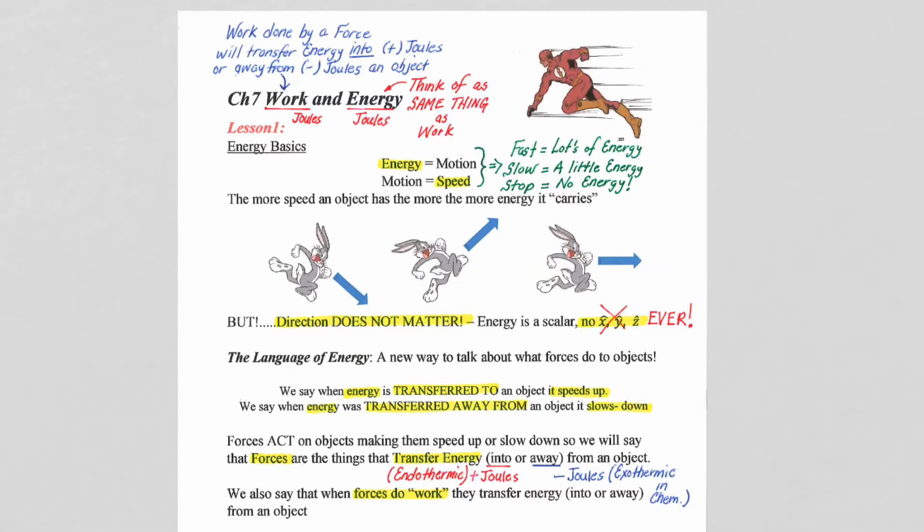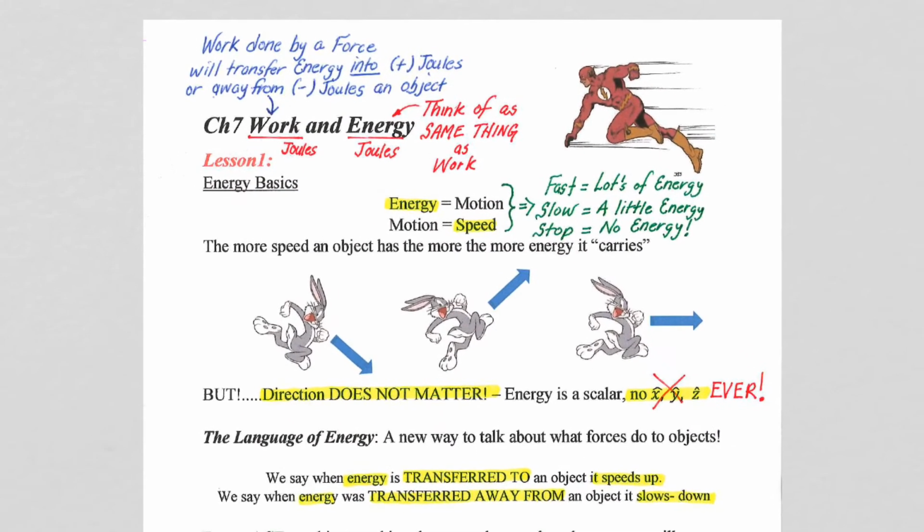In our first lesson for Chapter 7, we're going to introduce some new vocabulary and some new concepts. Chapter 7 is our introductory unit on energy. Energy in physics is called work, and we'll see why formally in a moment. But the most important thing I want you to know up front is that work and energy are the same thing.